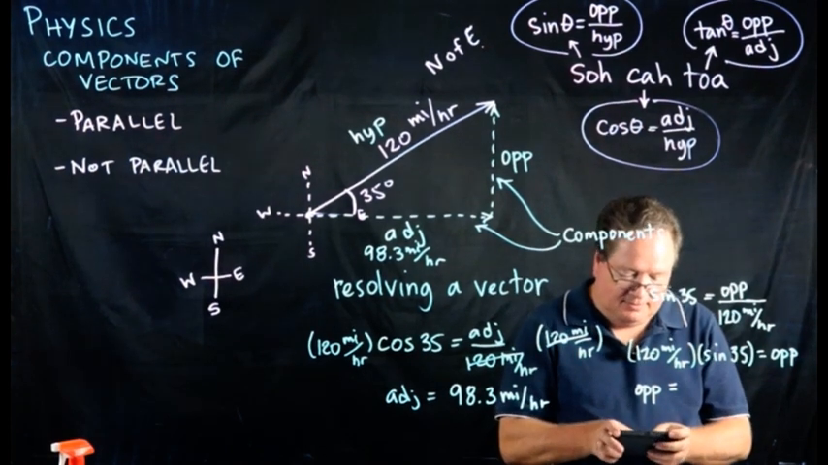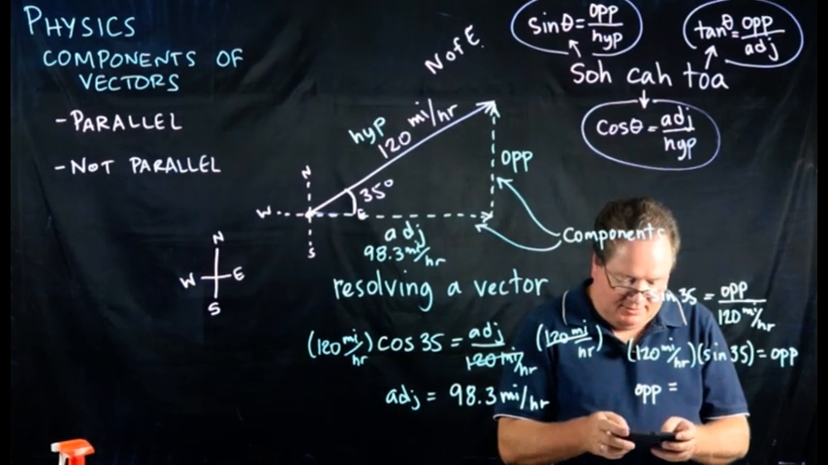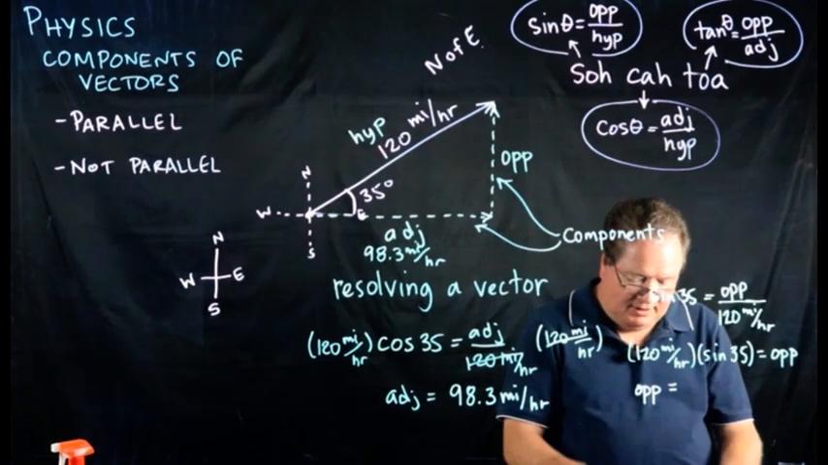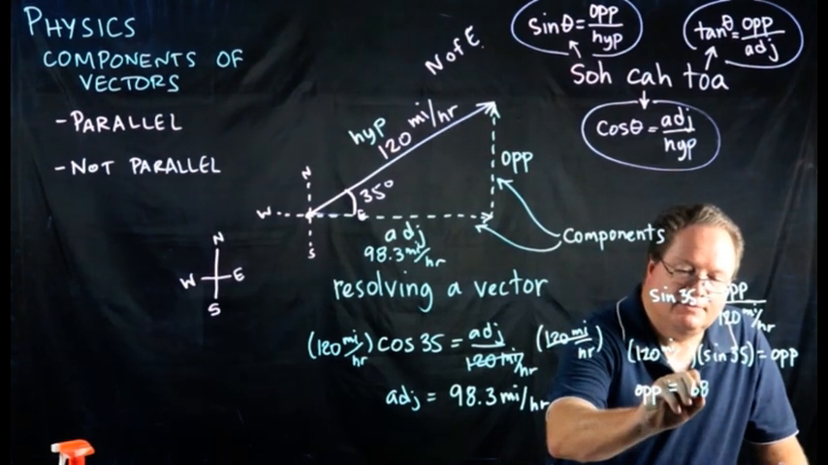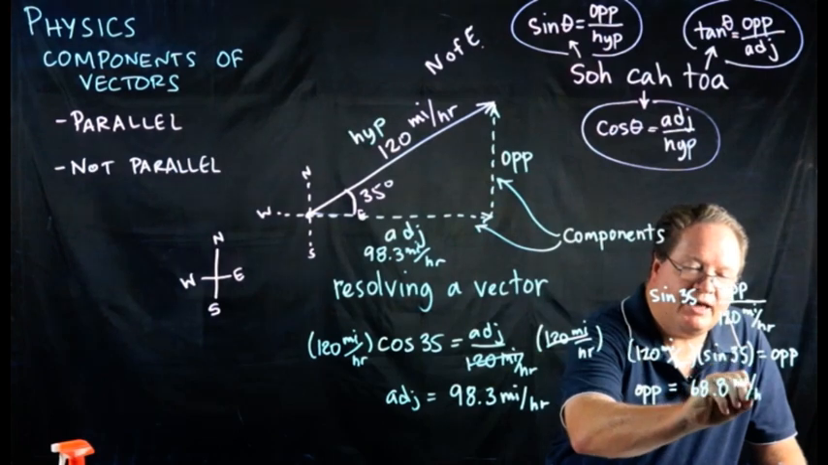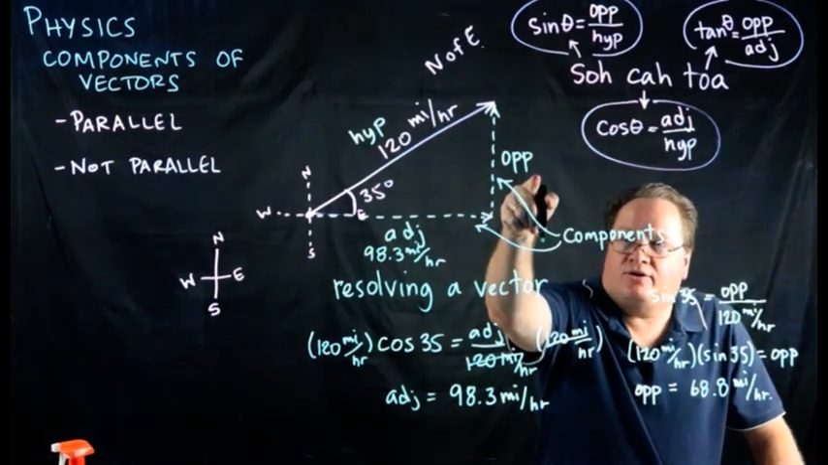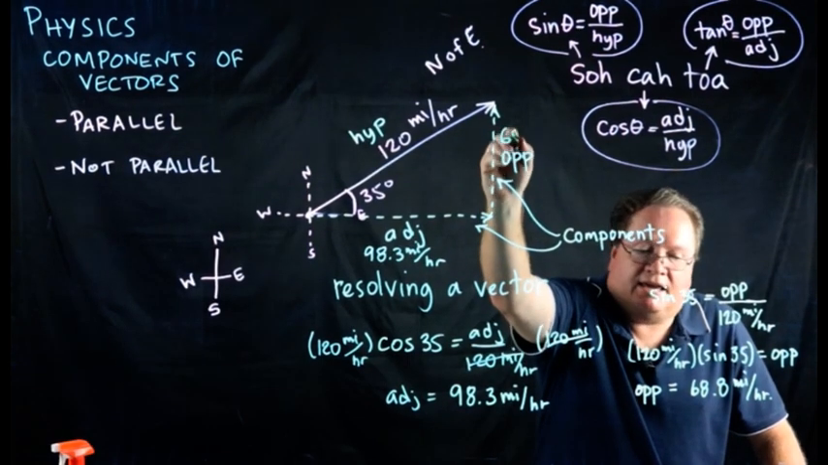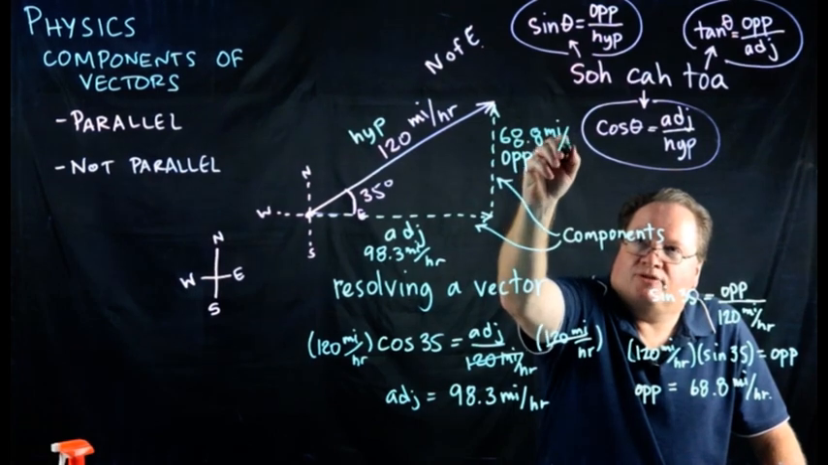$120 times sine of 35 equals 68.8 miles per hour. Okay, so I now know what this is. This is 68.8 miles per hour.